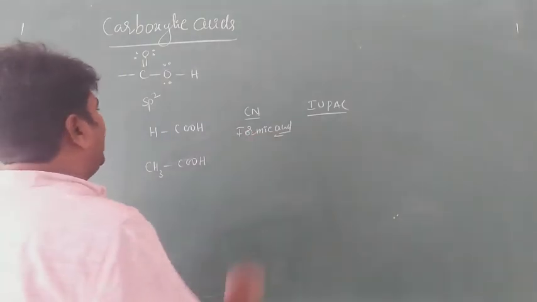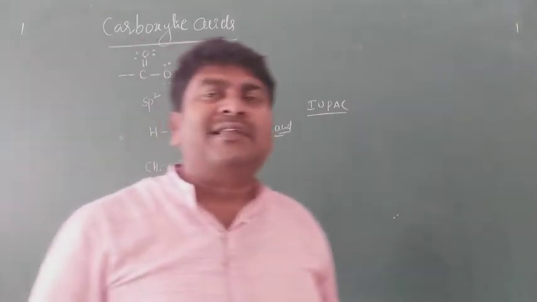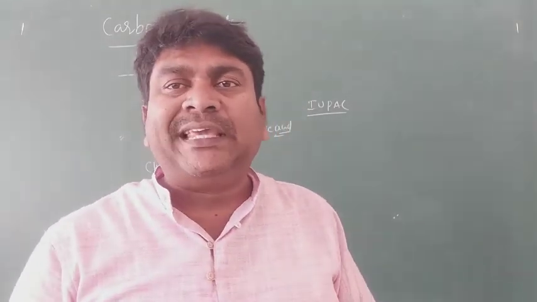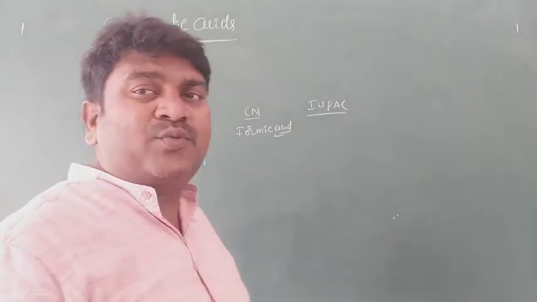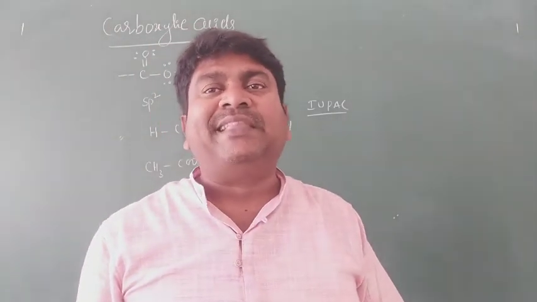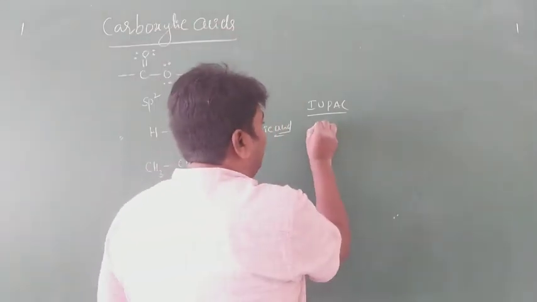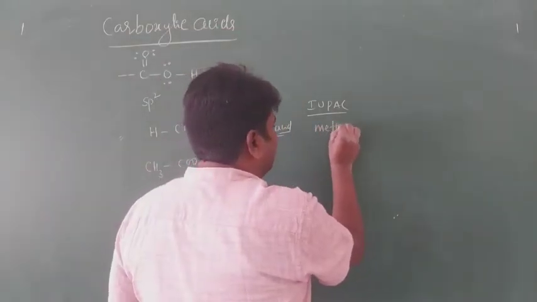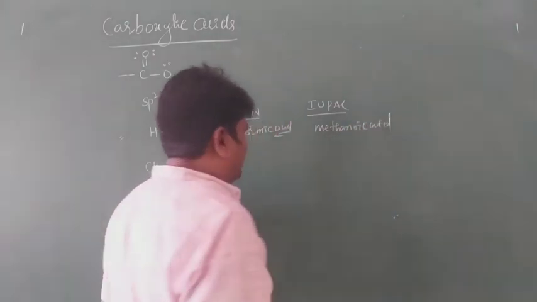So what is the IUPAC name? According to nomenclature, in carboxylic acid, it is an oic acid. So here one carbon is there. One carbon means what is the root word here? It is methane. Meth plus oic acid, it is methanoic acid. Very important, my dear students.